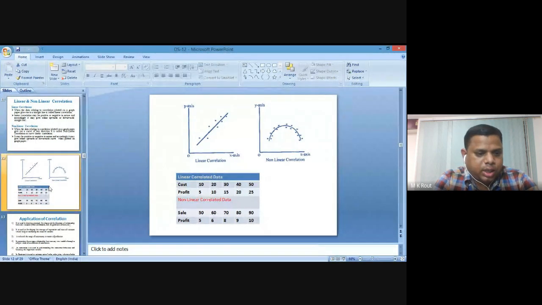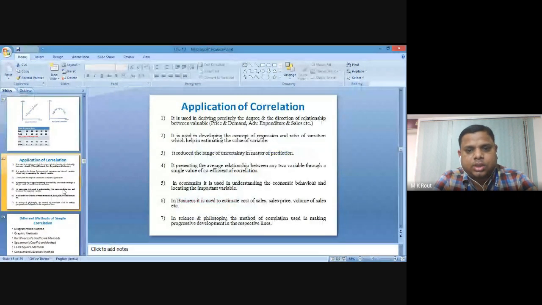So moving to the next one, the practical applications of correlation. It is used in deriving the degree and direction of the relationship between variables, for example, price and demand, or advertising expenditure versus your sales. It is used to develop the concept of regression analysis or ratio of variation, which helps in estimating the value of different types of variables, as I told, such as price and demand or production and employees. These are examples, especially when you perform regression as well as different types of variations.